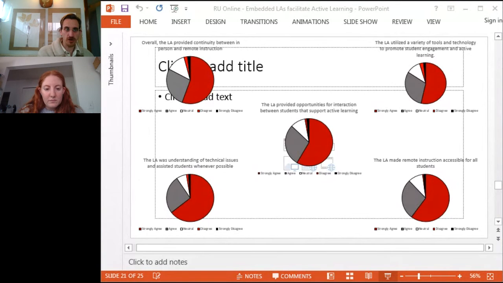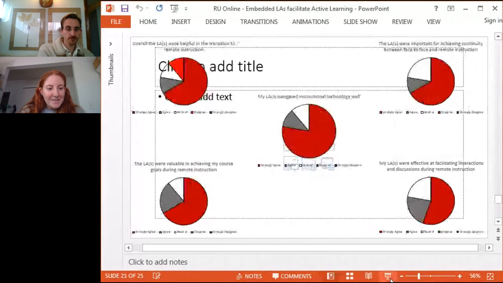Can everyone see these graphs here? All right, so overall, the LAs were helpful in the transition to remote instruction. We had very large agreement with that. We did have a little bit of disagreement, but it was actually just one particular faculty member who had a negative experience. And then, the LAs were valuable in achieving my course goals. We had no disagreement with that question.